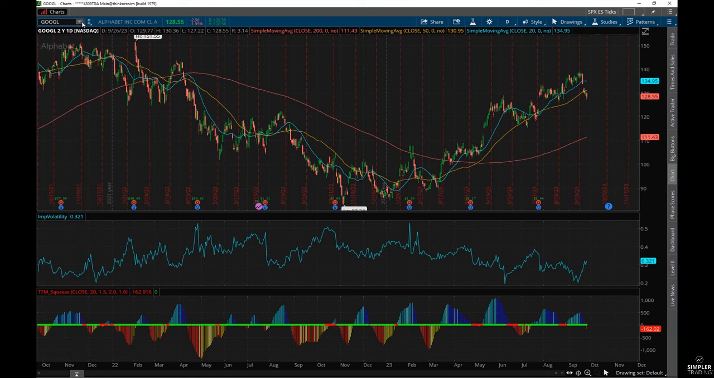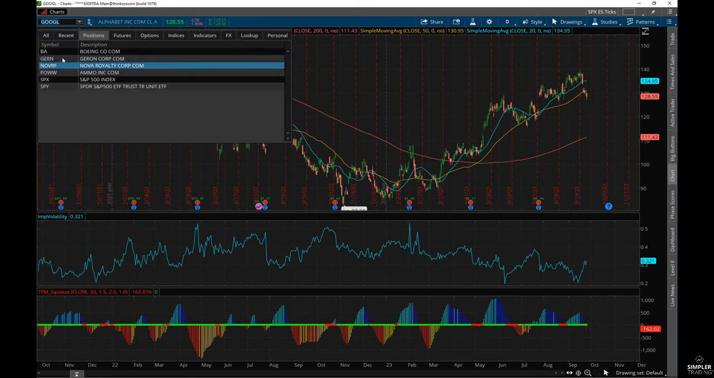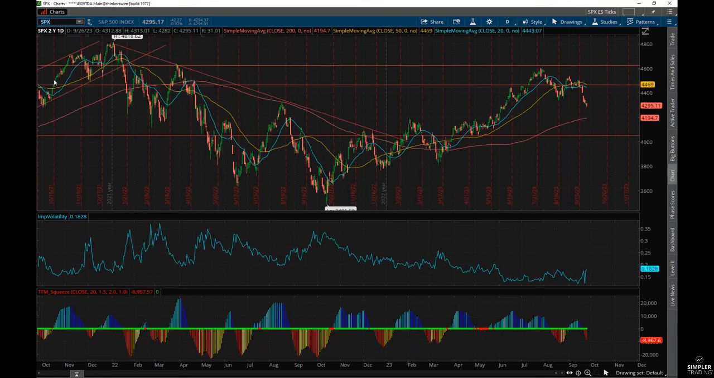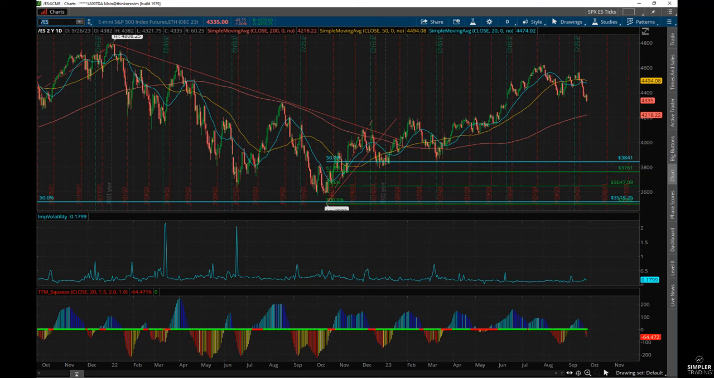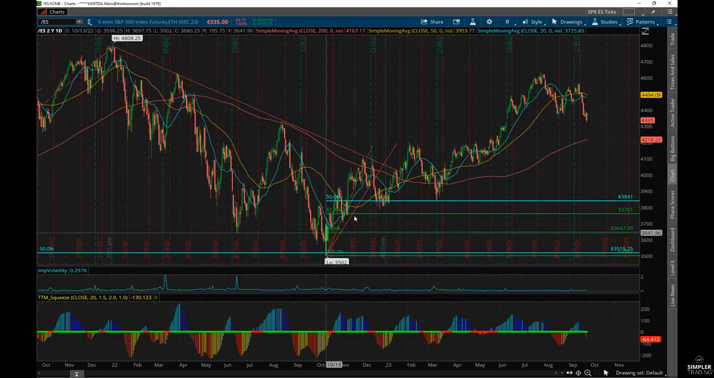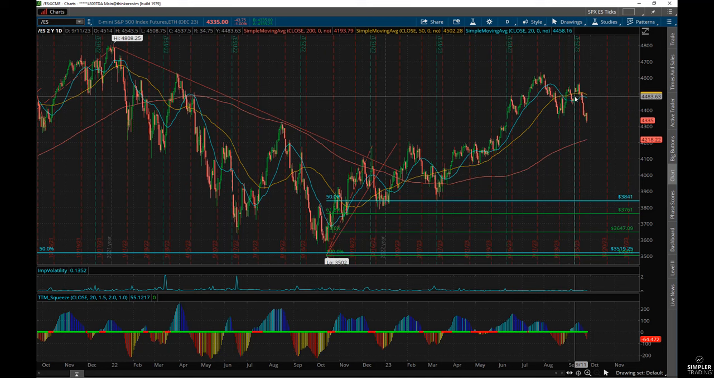Again, this is Google. I'll do SPX. Actually, you know what? I'll do ES. We always look at ES. The reason I like looking at ES is because you get 24-hour data on ES versus the SPX that starts or stops in the afternoon and starts back in the morning. This is more of a continuous chart. So again, you can get a good quick glance here. So that's a 2 year chart.